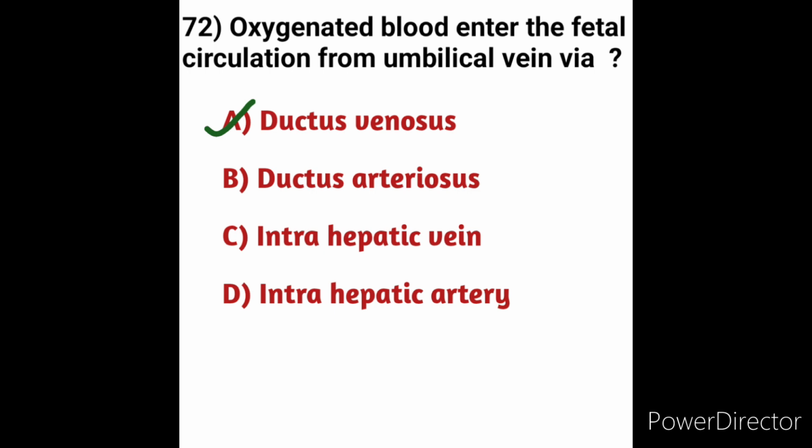Additionally, we will see the ductus venosus in detail. Oxygen and nutrients from the mother's blood are transferred across the placenta to the fetus through the umbilical cord. This enriched blood flows through the umbilical vein toward the baby's liver. There it moves through a shunt called the ductus venosus, which connects the umbilical vein to the inferior vena cava. Next we will move on to question number 73.